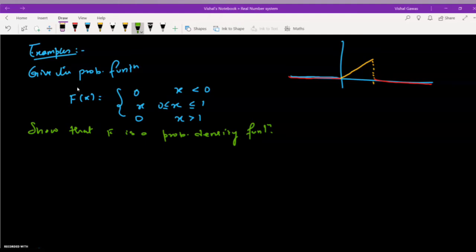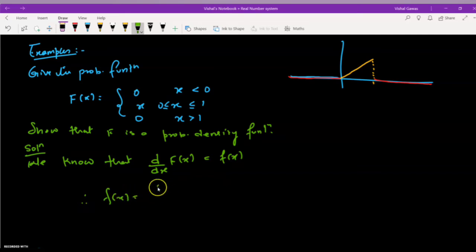I need a formula. You know that d by dx of F of x is small f of x. So I have F of x. If I need f of x, I just have to differentiate this, right? So what will be that? Therefore, f of x would be equal to 0 anyway when x is less than 0.